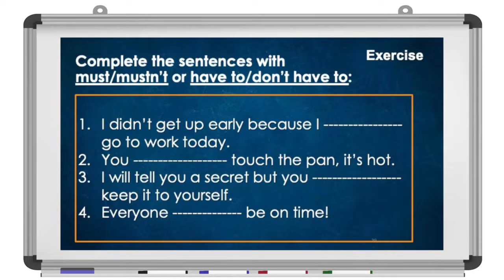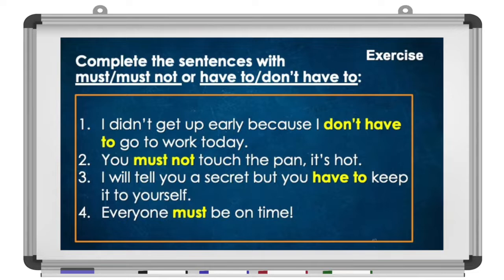Now, let's take an exercise. Complete the sentences with must, mustn't, have to, or don't have to. I didn't get up because I dash go to work today. You dash touch the pan, it's hot. I will tell you a secret, but dash keep it to yourself. The last one is everyone dash to be on time. Take a minute, think about it. Must, mustn't, have to, or don't have to.